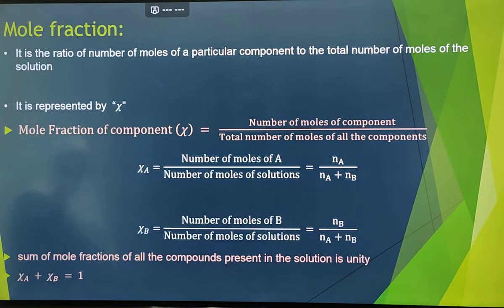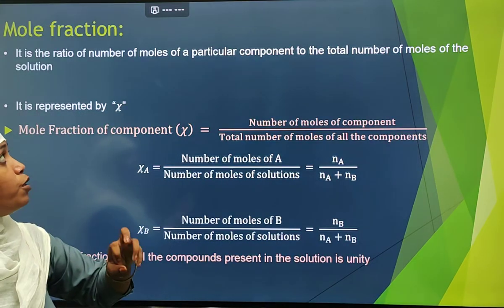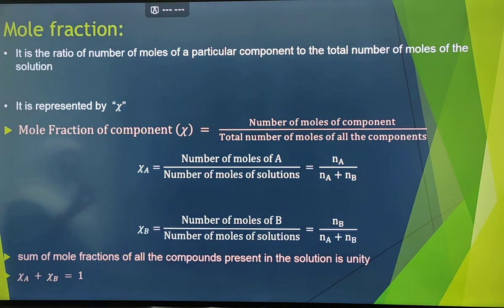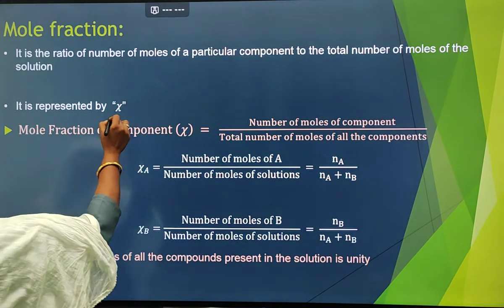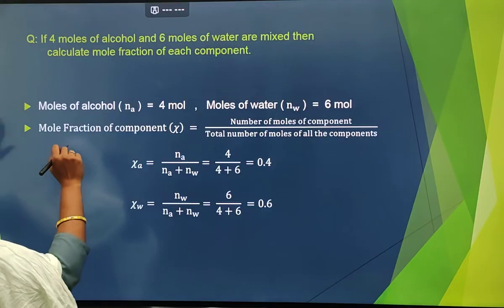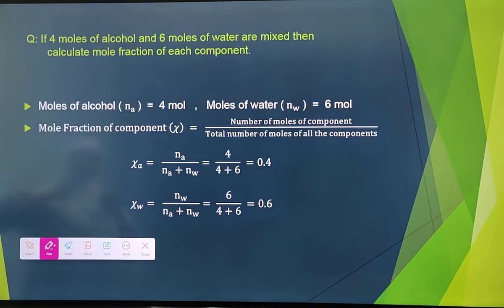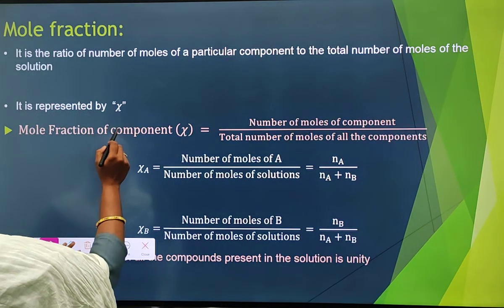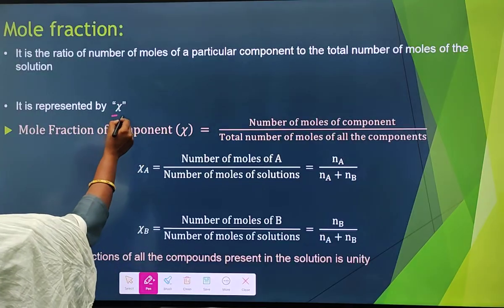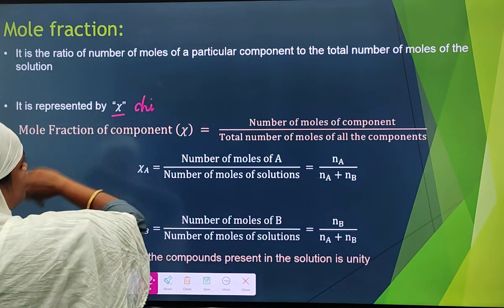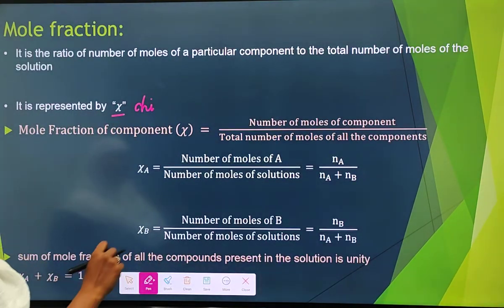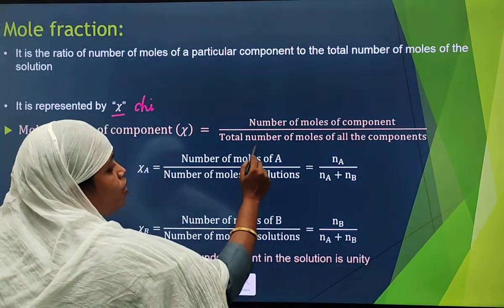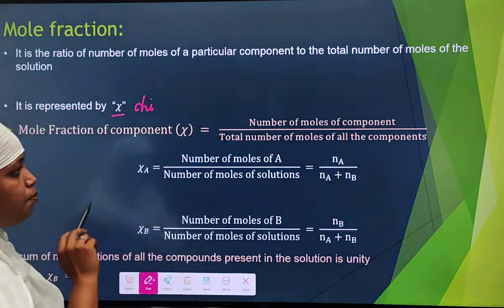Now we come up to mole fraction. Mole fraction is the ratio of the number of moles of a particular component to the total number of moles of the solution. This is represented by chi. Mole fraction of the component is number of moles of the component upon total number of moles of all the components in the solution.